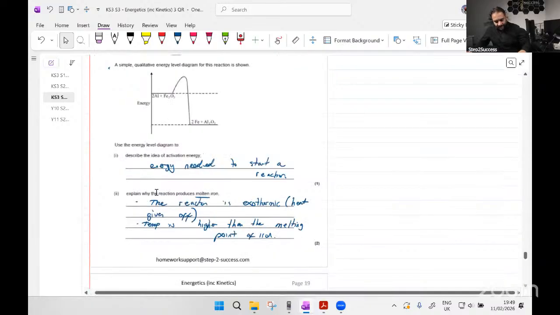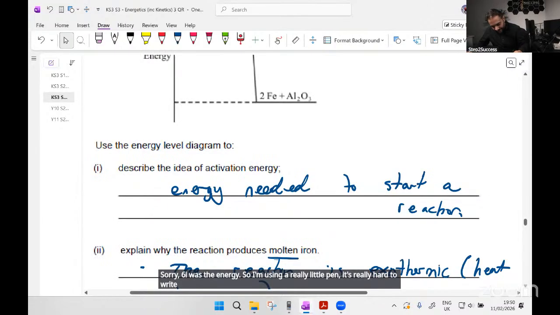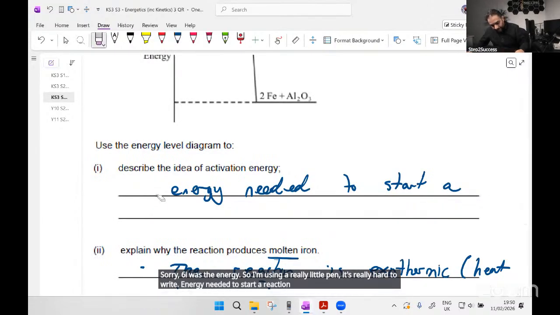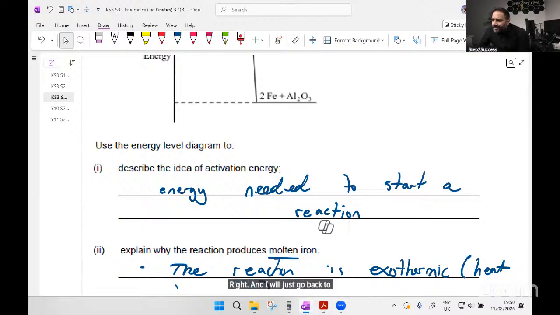Sorry, 6I was the energy. So I'm using a really little pen. It's really hard to write. Energy needed to start a reaction. Write that a bit more neatly. Right. And I will just go back to one more question. 6A part one in booklet two.